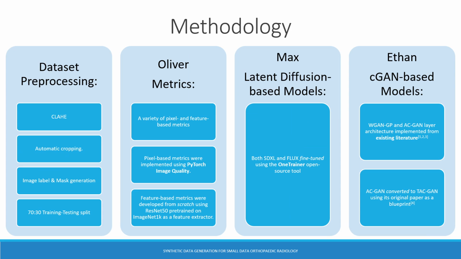Our methodology involved a data preprocessing step where several image preprocessing techniques were applied to the data. Oliver performed numerous tests on a variety of metrics in order to determine which were most suitable. I fine-tuned the latent diffusion-based models, and Ethan developed and trained the GAN-based models.